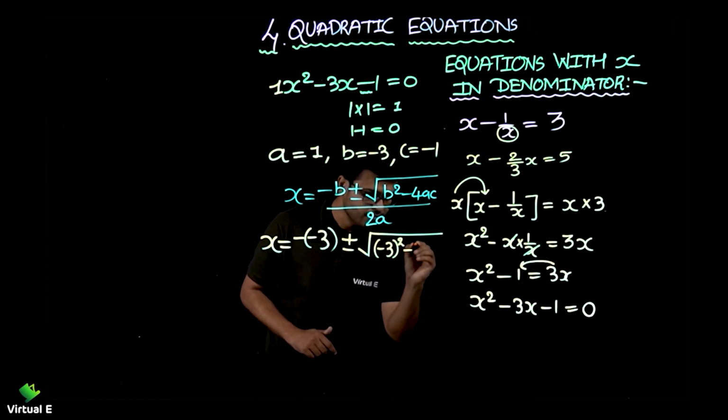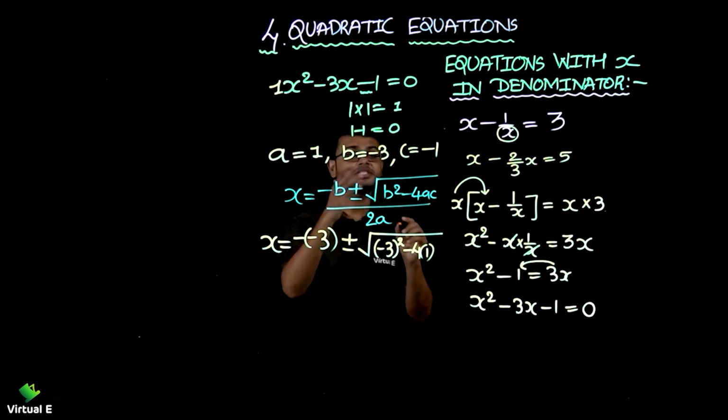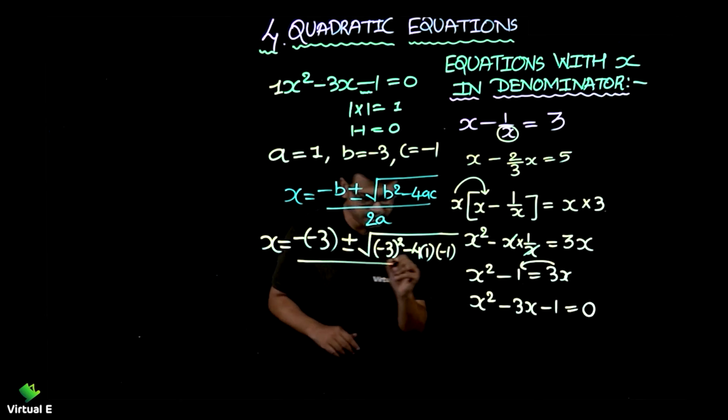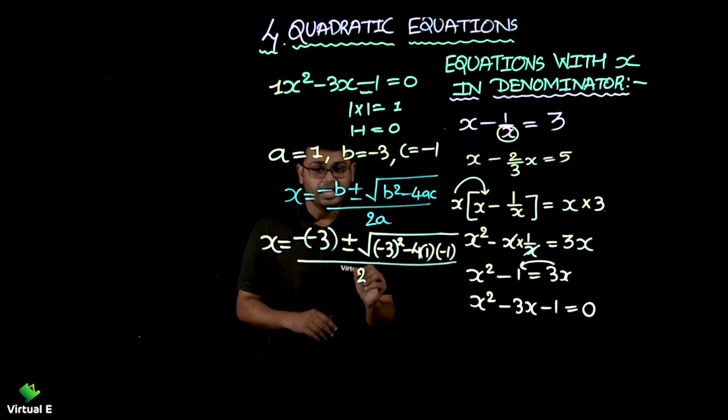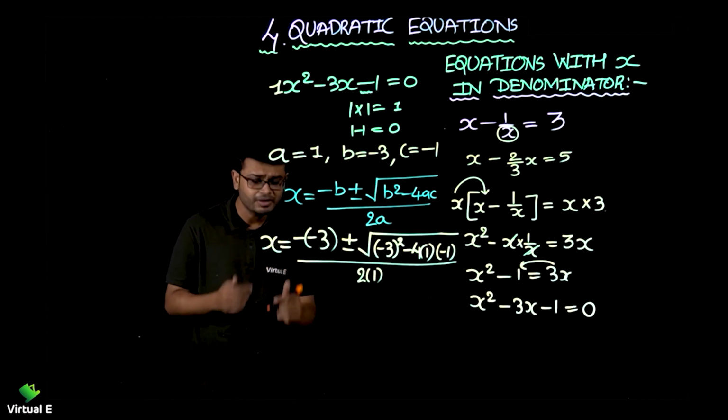Then square minus 4. What is the value of a? 1. What is the value of c? It is minus 1. Done. And the denominator, which is 2a. A is what? 1. So let's simplify.